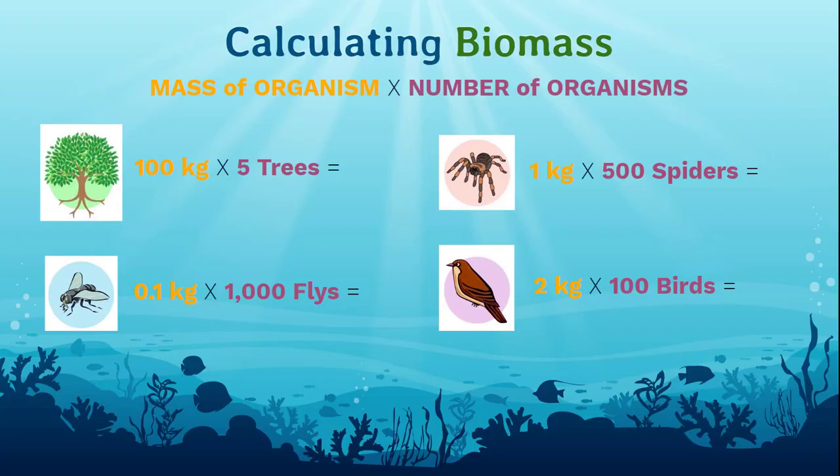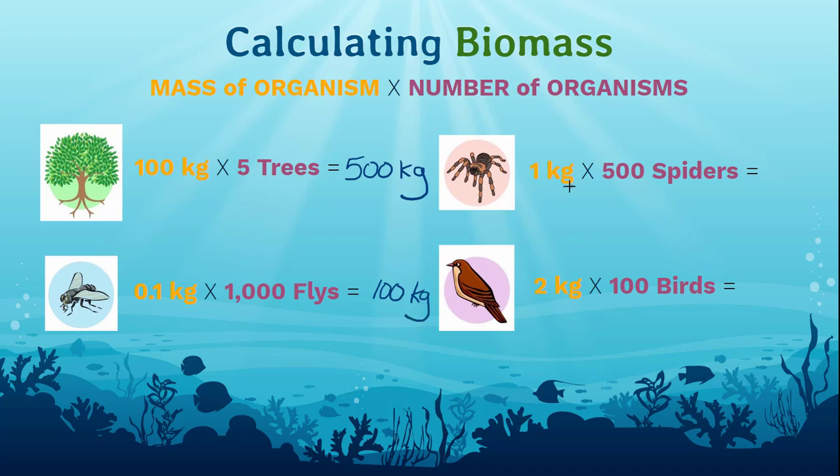To calculate biomass, we do the mass of the organism times the number of organisms. So if we said a tree weighs 100 kilograms and there's 5 trees, I am going to type into a calculator 100 times 5. And I'm going to get a biomass of 500 kilograms. Now we're going to do the fly. 0.1 kilograms times 1,000 flies. I'm going to type that into a calculator, and I'm going to get that this is 100 kilograms.